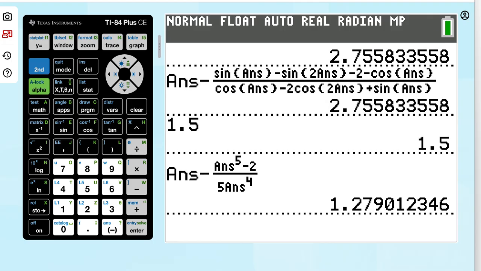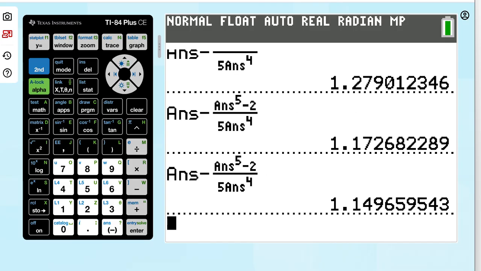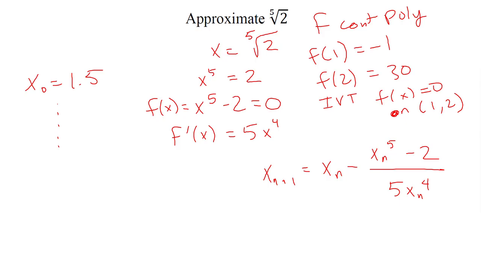There's x sub 1, x sub 2, x sub 3, x sub 4, x sub 5, and it looks like x sub 5 and x sub 6 are the same. So we will say x sub 5 is equal to x sub 6, which is approximately equal to 1.148698355.